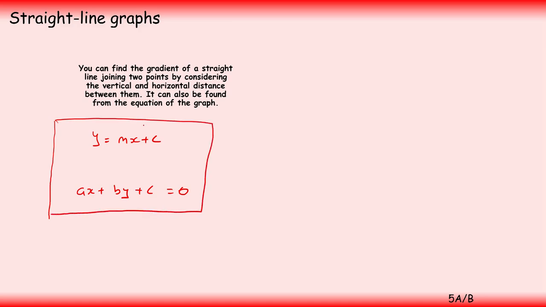Now that's easy enough if you're given y equals mx plus c, because there we have the y-intercept and m is our gradient. So if we're given it in the general form ax plus by plus c, then we need to be able to rearrange it in order to form y equals mx plus c. Okay, good.